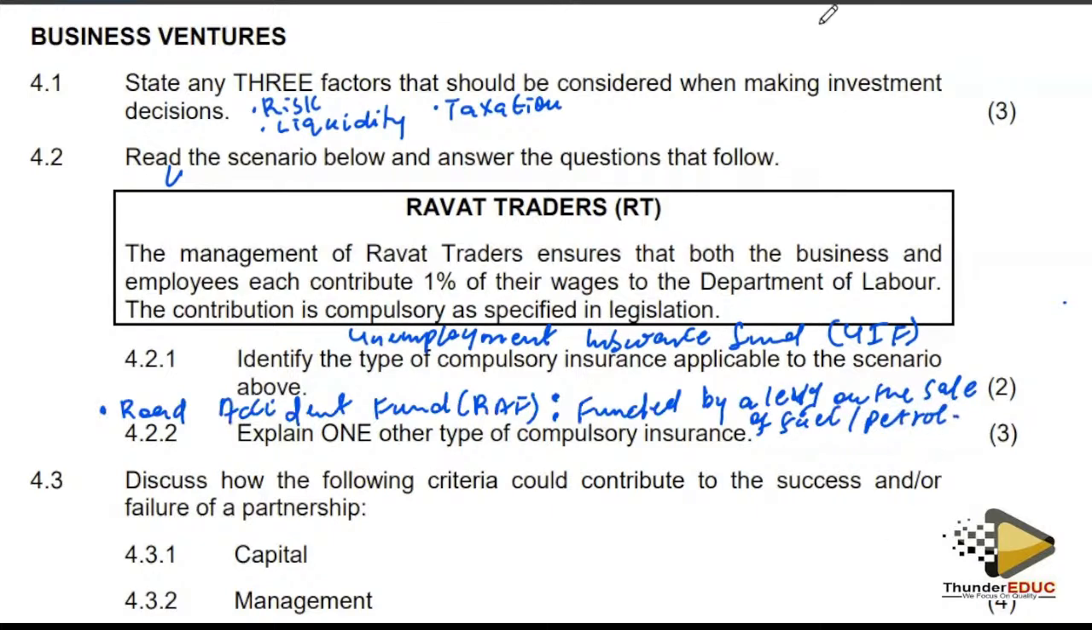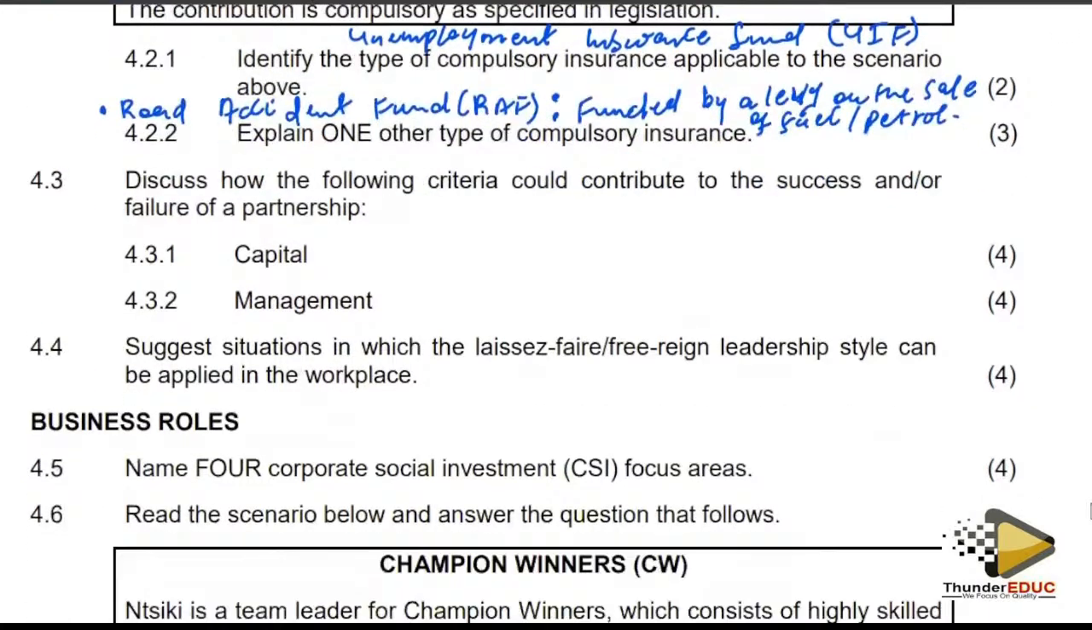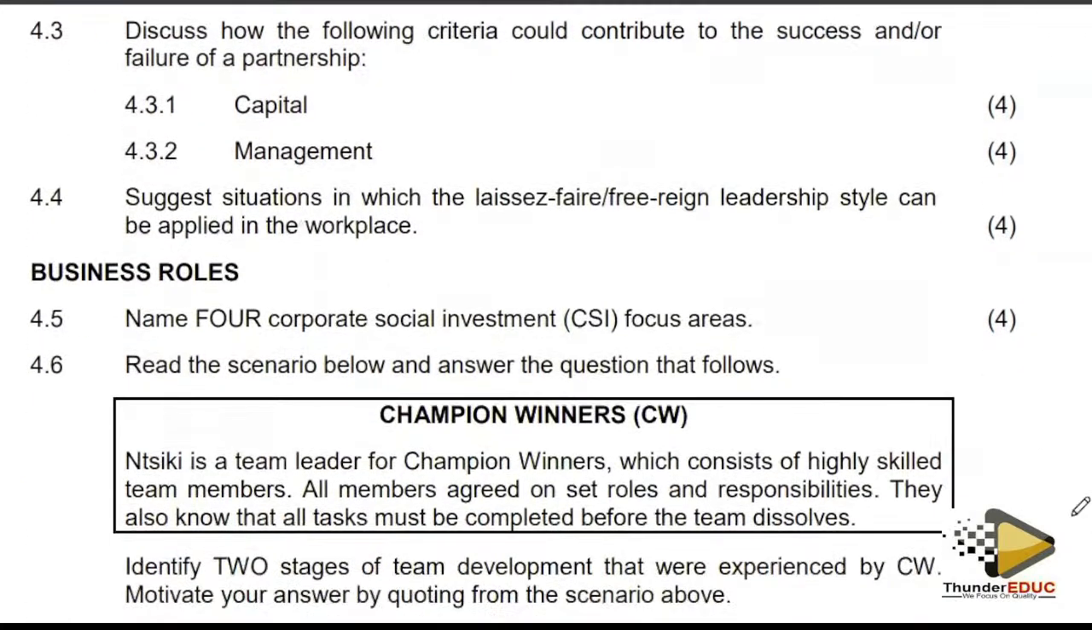Okay, so now moving on to the next question. Next question we have 4.3, which asks: discuss how the following criteria could contribute to the success and/or the failure of a partnership. So now we have capital. We should take into account how capital can contribute towards the success or the failure of the business. Remember, whenever we talk of the success of the business, it means that we check whether the business is making profit. If the business is making profit, then you can say that that particular business is successful. So now let's check capital, success and failure of capital.